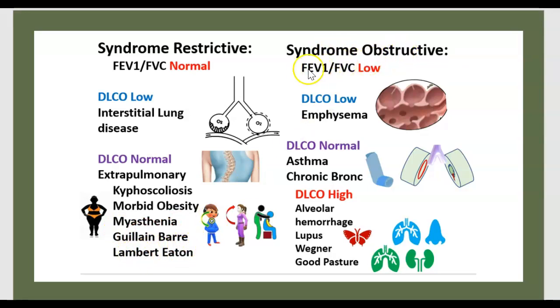Syndrome obstructive, FEV1 over FVC low, DLCO low, emphysema. DLCO normal, could be asthma or chronic bronchitis. Give bronchodilator to make the difference. DLCO high, alveolar hemorrhage, lupus, Wegener, Goodpasture.